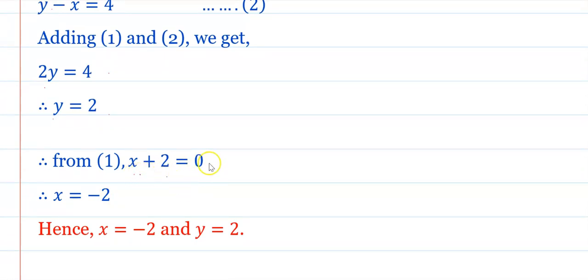x plus y is equals to 0. Put the value of y, which is 2, and hence x is equals to minus 2. And hence x is equals to minus 2 and y is equals to plus 2.